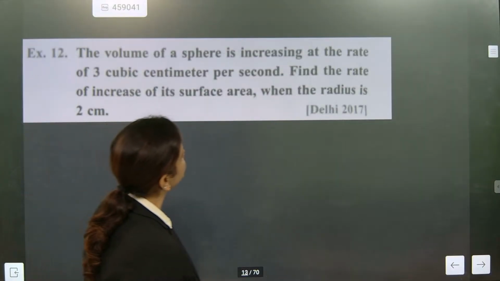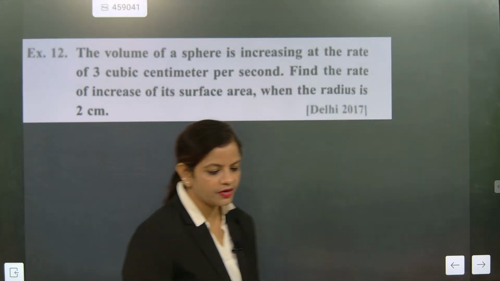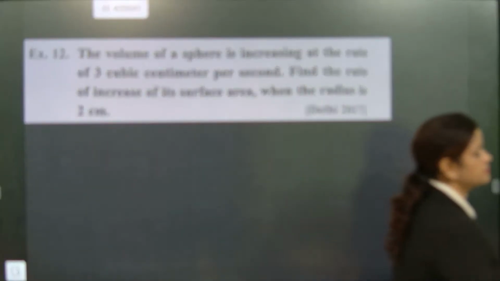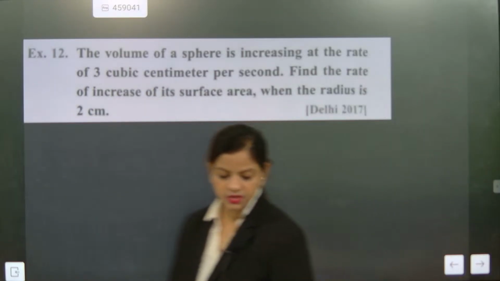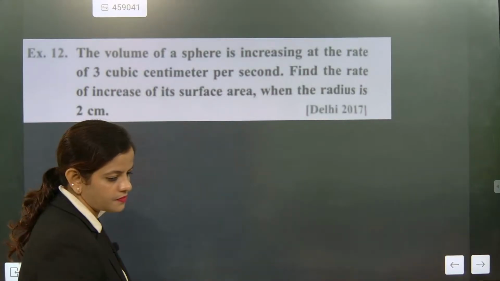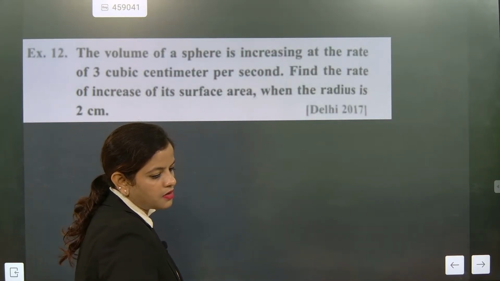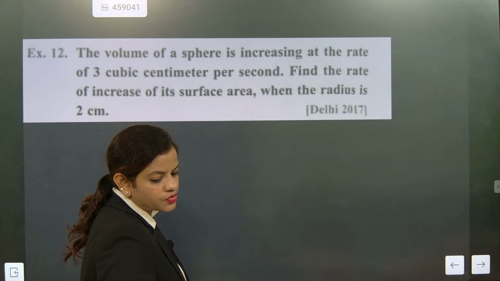The volume of a sphere is increasing. Come on, go for it. Try this. At least try one question, because I have solved this many questions. Try this question, please.